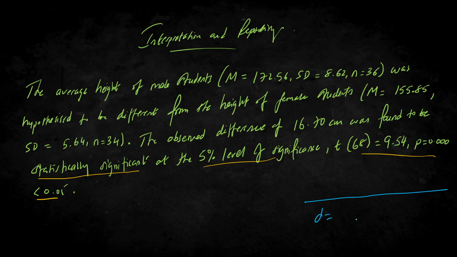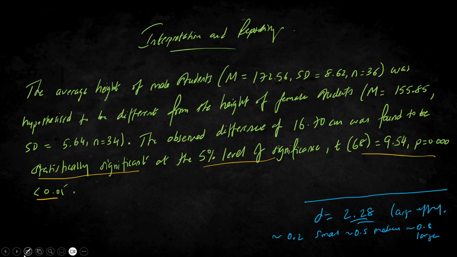So we get a Cohen's d value of 2.28. Now, generally speaking, if you get a Cohen's d value of around 0.2, that's considered small. A Cohen's d value around 0.5 is considered to be medium, and around 0.8 is considered large. So we get something which is larger than 0.8 here, so we have a large effect. Okay. So that's something we want to include in our interpretation here.